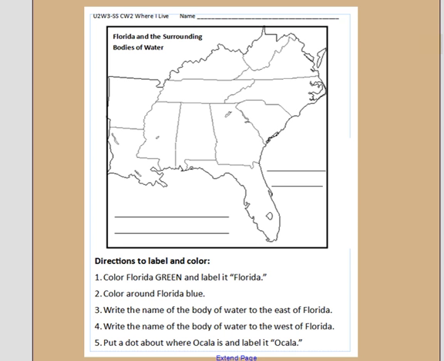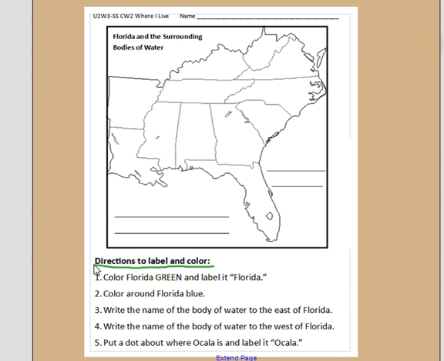Next, let's take a look at your assignment. You're going to have a worksheet that looks just like this one that your learning partner is going to print for you. And it says Florida and the surrounding bodies of water. I'm going to read the directions. First, the directions say to label and color. You're going to label and color 5 things. You have 5 things you need to do to get 100% on this assignment. Number 1, you're going to color Florida green and label it Florida. We have to know what it's called. I didn't draw lines, so you're just going to write the name Florida somewhere on our state.